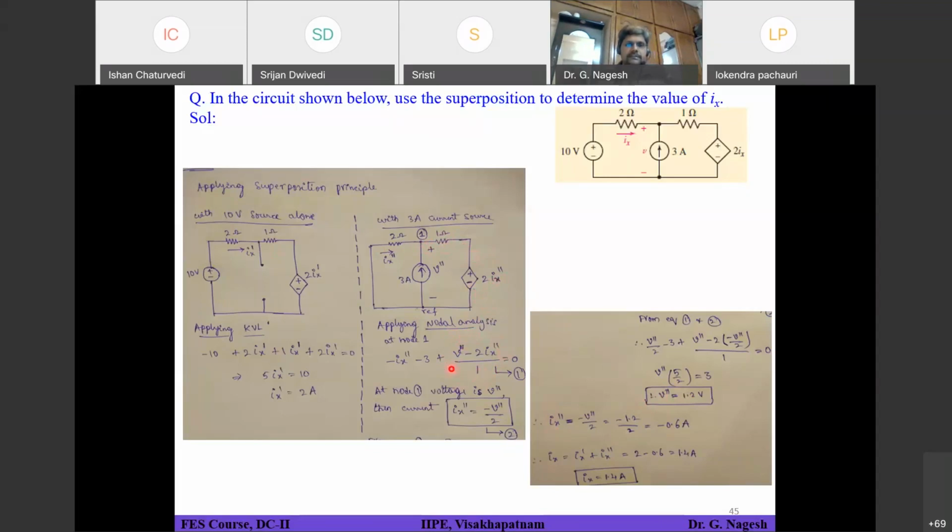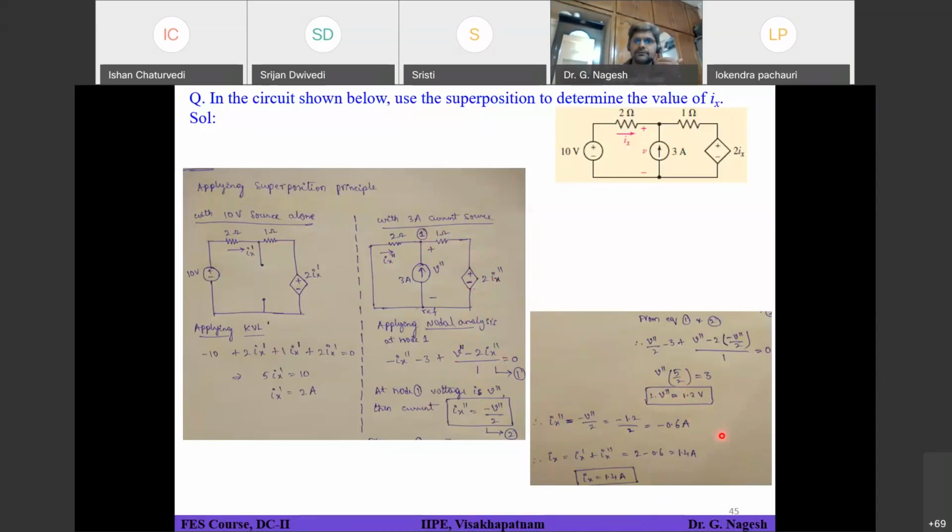Then we will add both currents. In stage 1, what you got, you have to add, with sign taken into consideration. Then you will get the current flowing through the 1 ohm resistor.